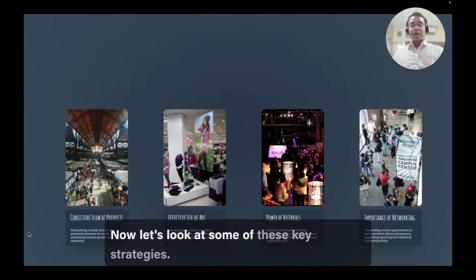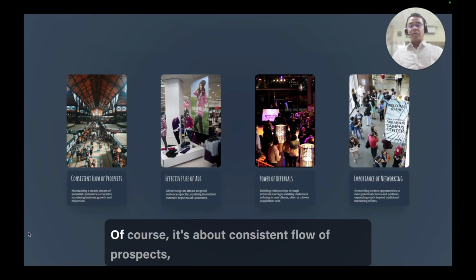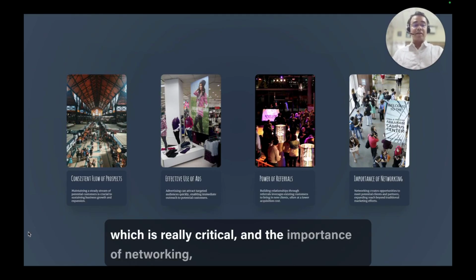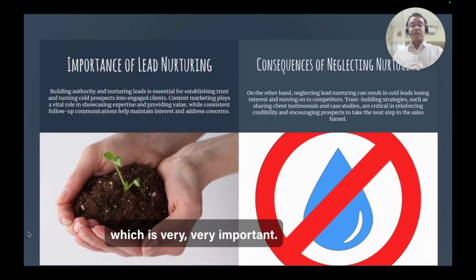Now, let's look at some of these key strategies. Of course, it's about a consistent flow of prospects, the effective use of ads, and the power of referrals, which is really critical, and the importance of networking, which is very, very important.